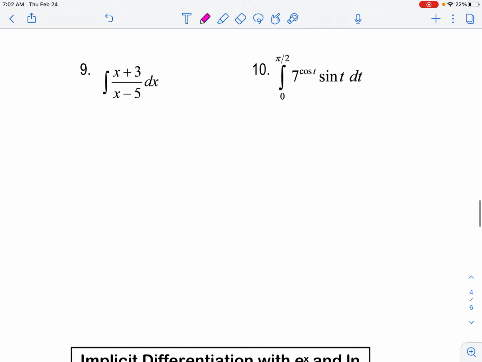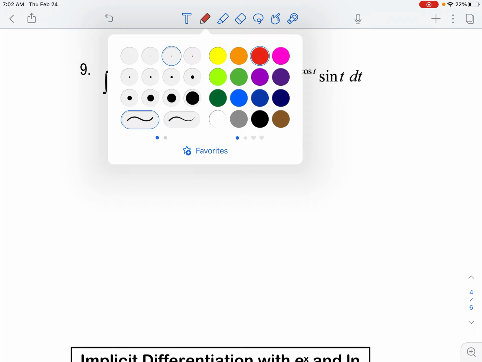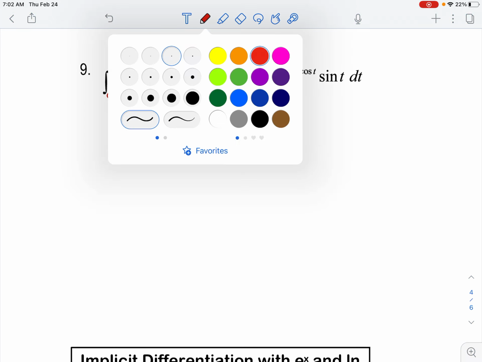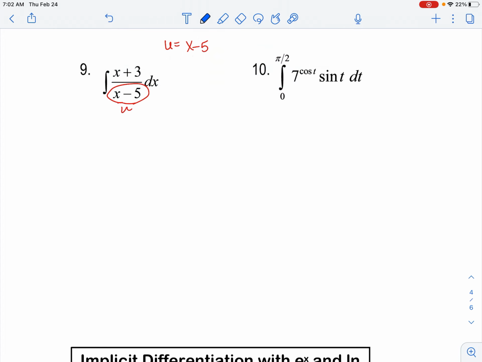All right, number 9 is a little bit trickier. There are other methods you can use here. We're going to go ahead and use u substitution so that we're consistent. So we're going to let u equal the denominator, x minus 5. So this is our u. And so we should see this x on top and realize that we're going to need to substitute that in.